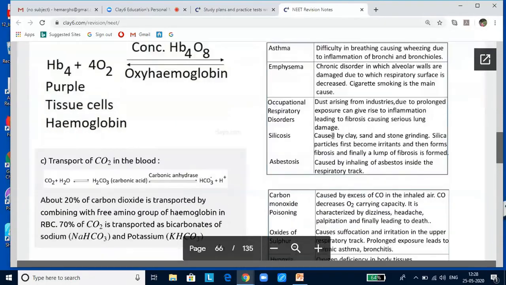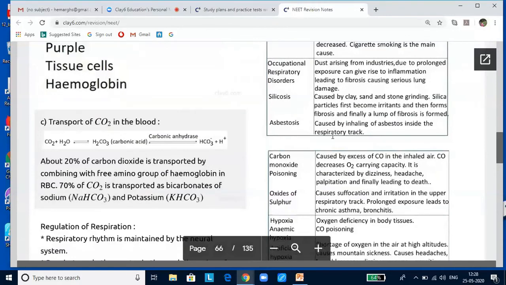Now, occupational respiratory disorders. This is related to the diseases that arise due to overexposure.